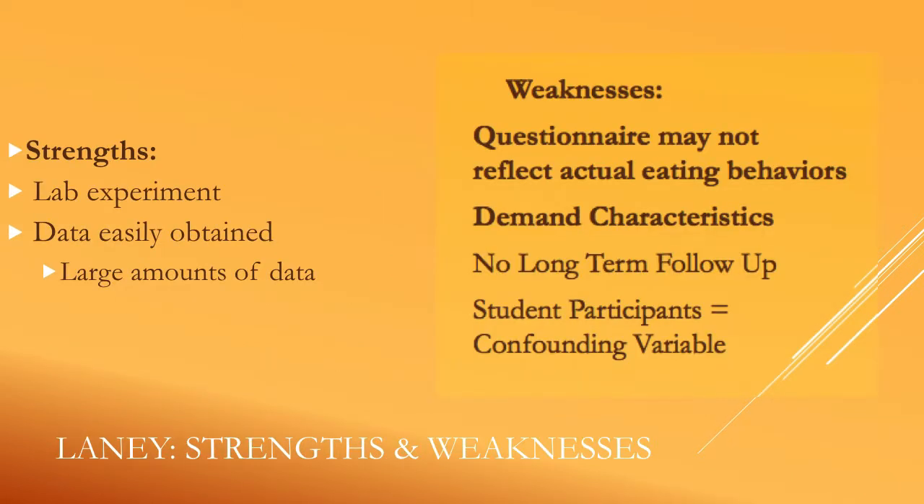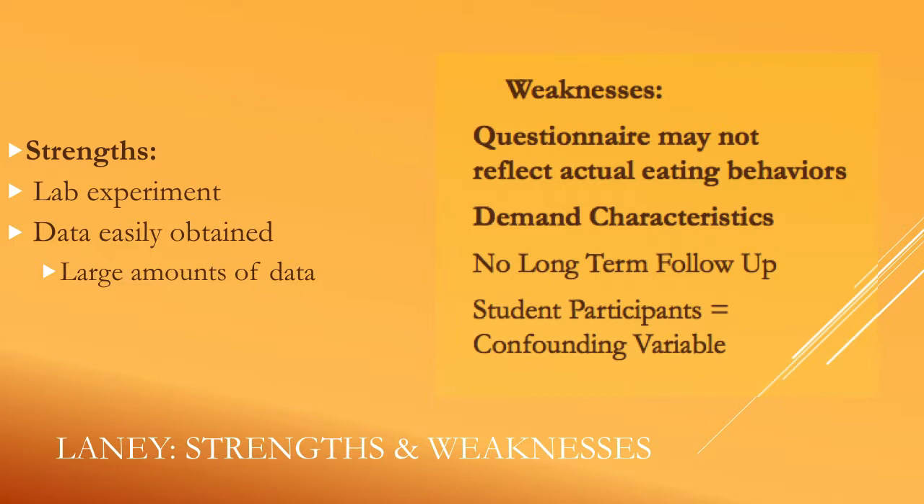Okay, strengths and weaknesses. We always have these. Strengths, lab experiment. We got a ton of data from this experiment. It's easily obtained because questionnaires and self-report measures are very low cost. We can give them to a lot of people at once. They don't take a lot of time or a lot of money to do. They're not very specialized. There's no special equipment. It's just usually paper and pen or paper and pencil.